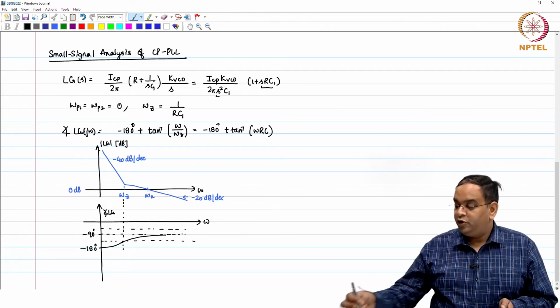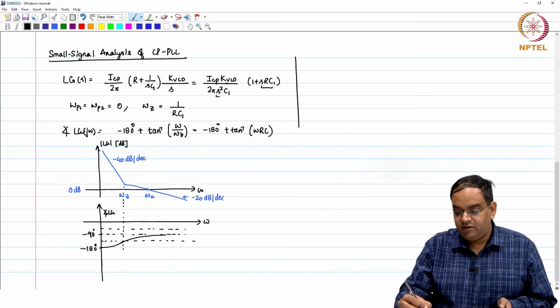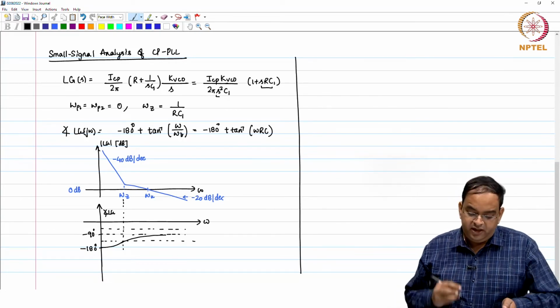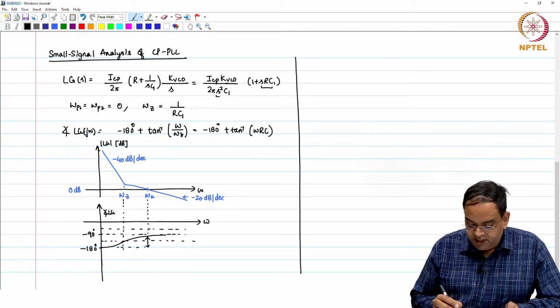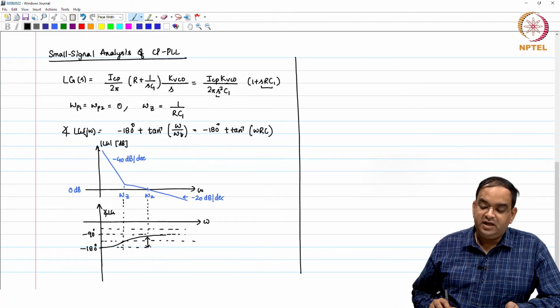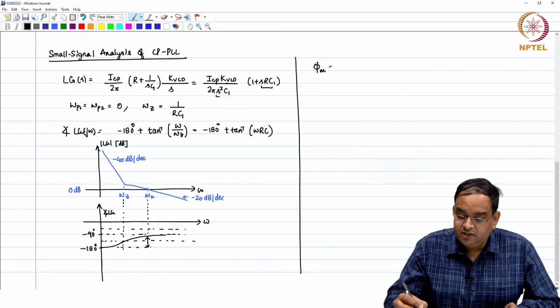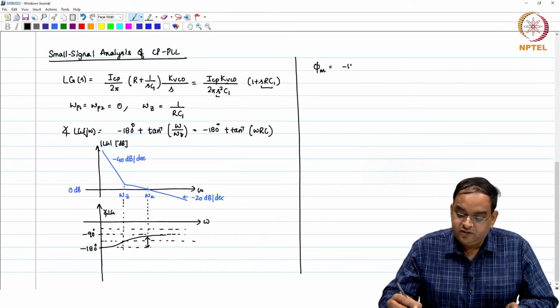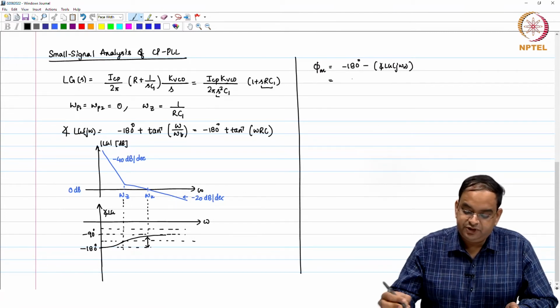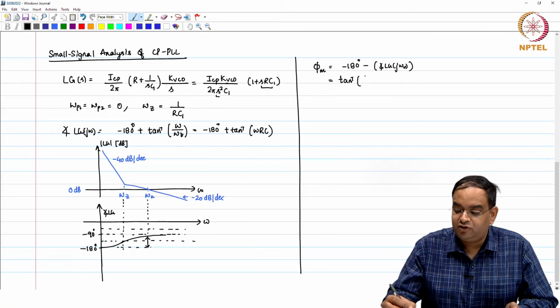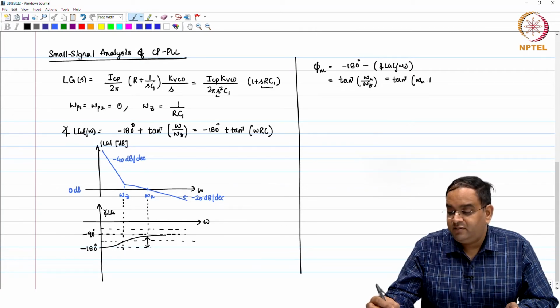Okay. So, to check the stability of this particular loop, what we need to see is what is the phase margin, the difference between minus 180 degree and your actual phase at unity gain frequency. So, the phase margin is given by minus 180 degree minus the angle of loop gain at unity gain frequency. Okay. You substitute it back, you will find this is equal to tan inverse of omega u by omega z, or written the same as tan inverse of omega u times R C1.